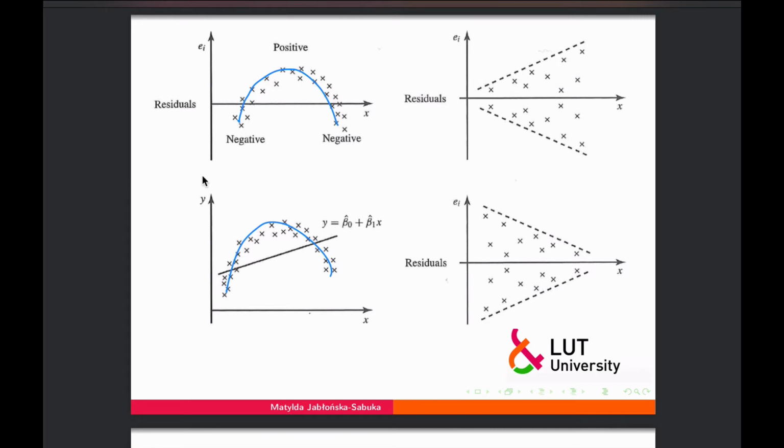So this kind of quadratic look in the residuals may indicate that you want to add quadratic terms or transform your data before you even do the fit. And then if you have this kind of funnel shape, whichever way, that may mean that your data may need a logarithmic transformation.